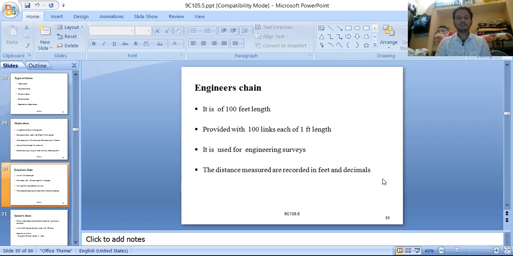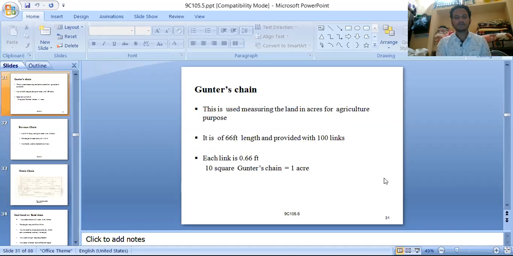Then we will have engineer's chain. The length of engineer's chain is 100 feet. Each link is provided with 1 feet, means we will have 100 links. It is used for engineering surveys. The distances measured are recorded in feet and decimals.